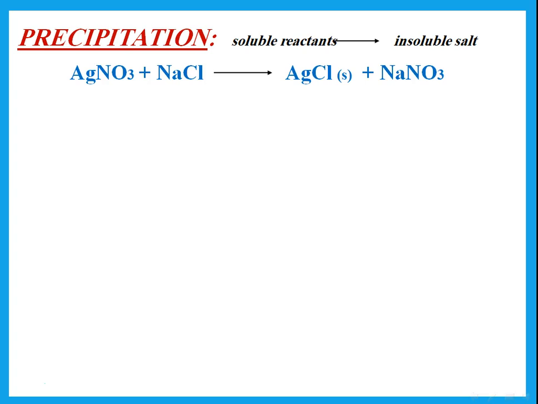But here, when I put two solutions together and they form a solid, that solid is called a precipitate. Okay, so what am I trying to make? I'm trying to make silver chloride. Now, the question is, what am I going to use to make silver chloride? I need silver something and something chloride. Silver something has to be soluble. I need to start with something that's soluble.